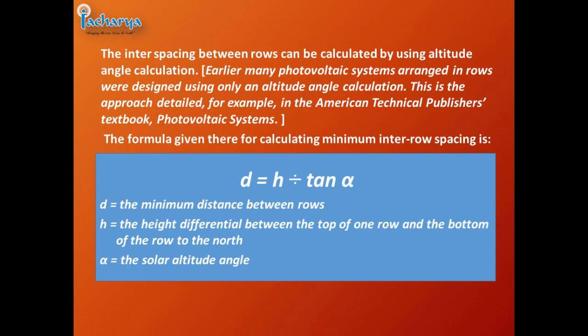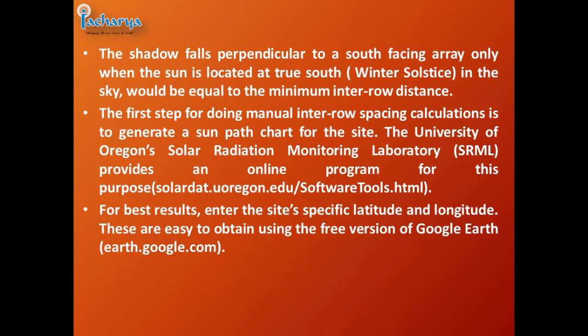The interspacing between rows can be calculated by using altitude angle calculation. The formula for calculating minimum inter-row spacing is D = H / tan α, where D is the minimum distance between the rows, H is the height differential between the top of one row and the bottom of the row to the north, and α is the solar altitude angle.